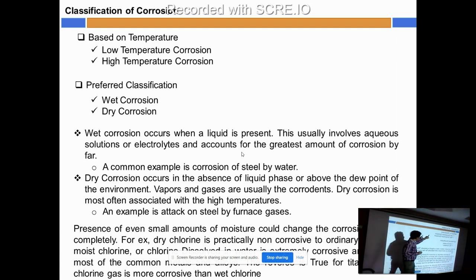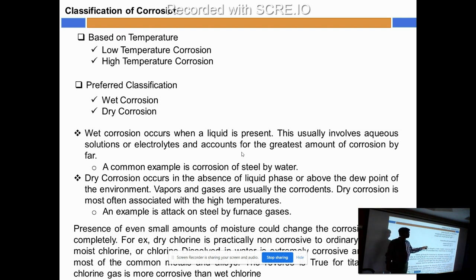Okay, so based on the temperature, there are two classifications: low temperature corrosion and high temperature corrosion. Based on the preferred way of corrosion: wet and dry. What is wet corrosion? Wet in the sense, corrosion taking place in an aqueous solution, where liquid is present. The common example is corrosion of steel by water.